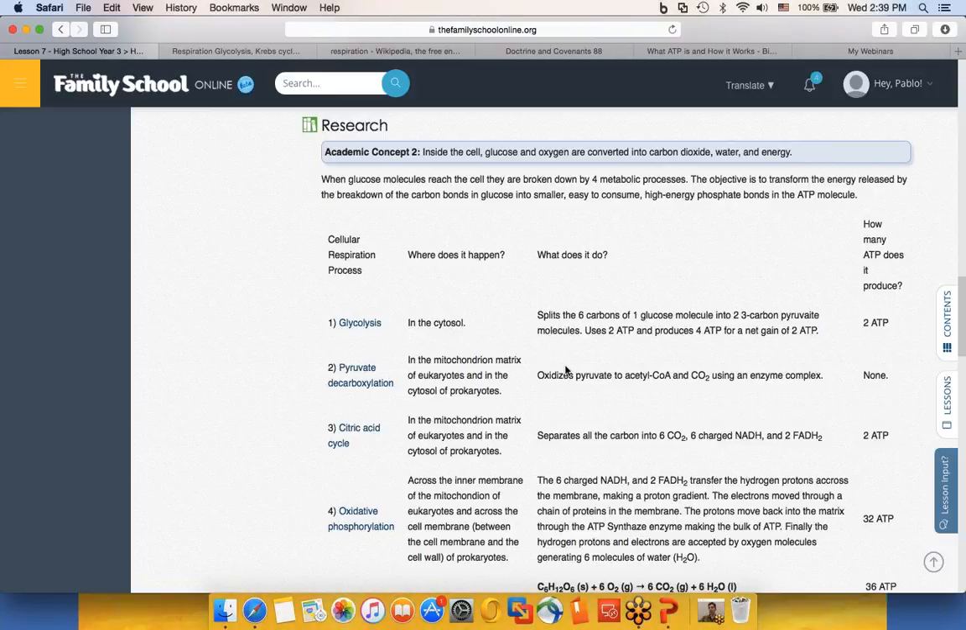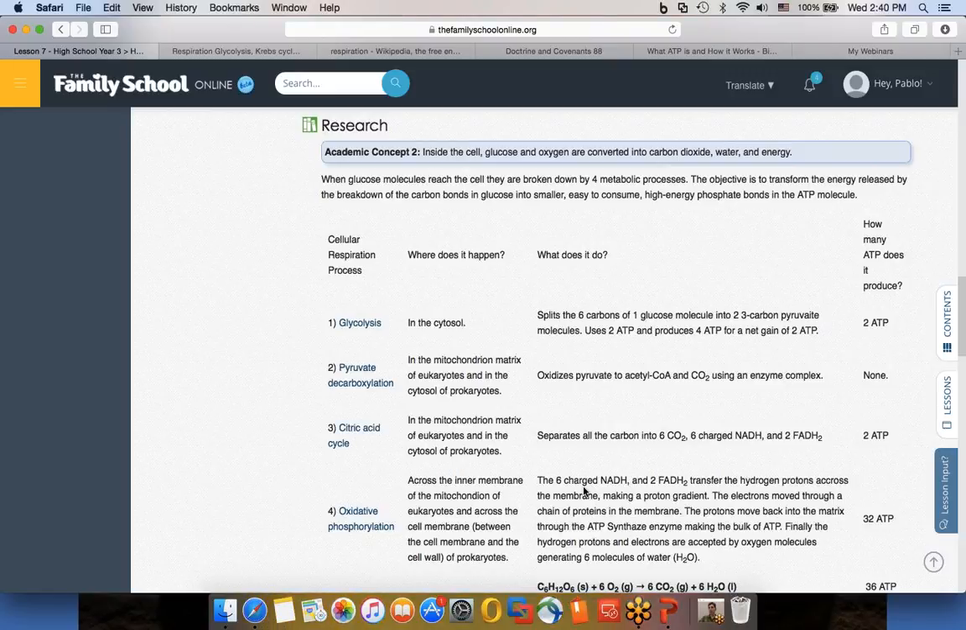It turns into glycolysis. So it splits the 6 carbons in 1 glucose molecule into 2. Is it 2 or 3? 3 carbon. So it splits it into 3-carbon molecules. So you have 3, and then it makes 2 with 3. And then it has to use energy to split those, and it uses 2, but it makes 4. So then it just makes 2 ATP.